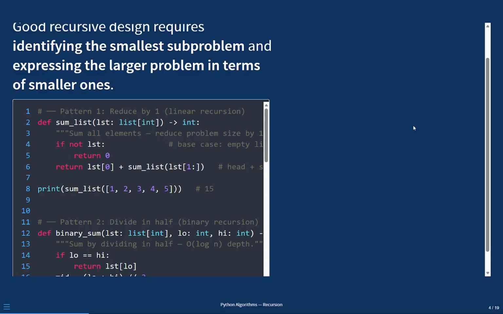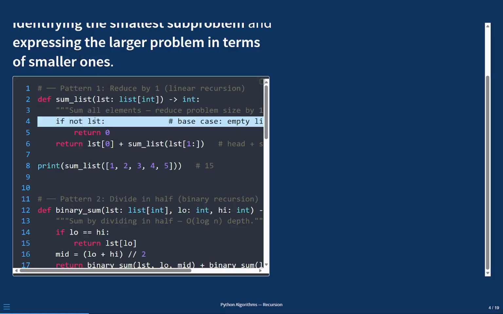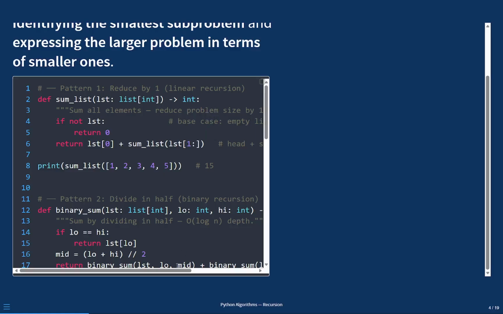Pattern 1 is linear recursion, reducing by 1 each call. sum_list takes a list, and if it's empty returns 0. That's the base case. Otherwise, the answer is the first element plus the sum of the rest. Each call peels off 1 element, so the depth is O(n).